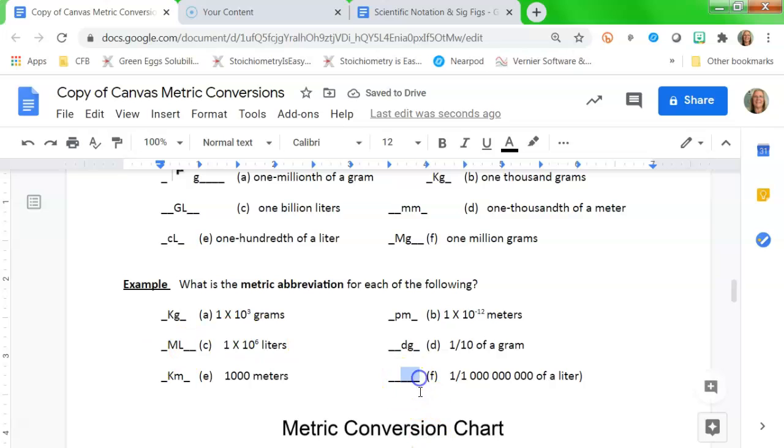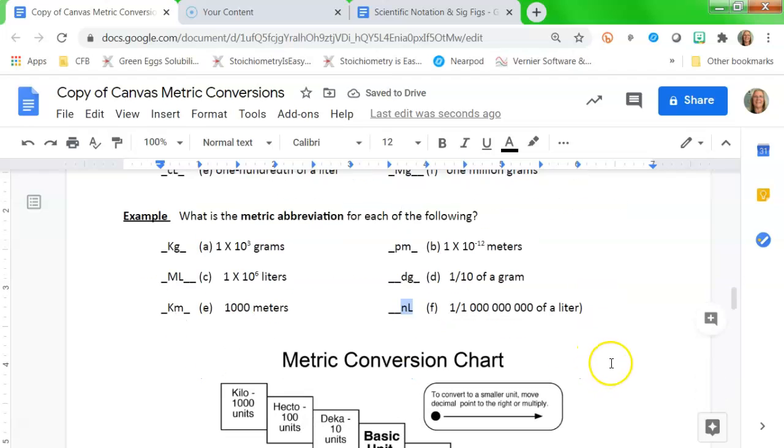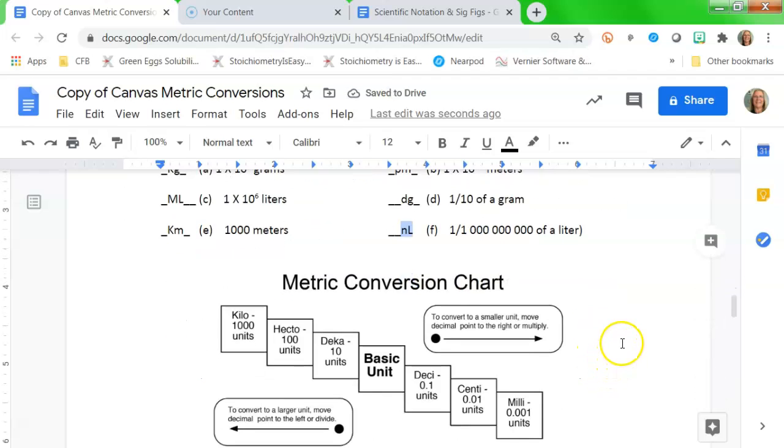And then this looks like 1/1,000,000th. No, it's not 1/1,000,000th. It's 1/1,000,000,000th. And 1/1,000,000,000th is a nanoliter. Okay. So sometimes we just have to be able to convert between metric conversions.